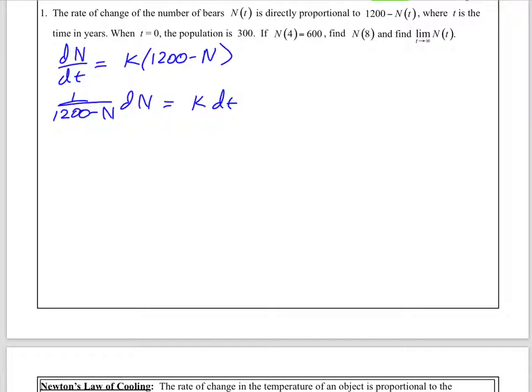So I have 1 over 1200 minus n dn equals k times dt. Now we can integrate. Let's work on the right side first. What does the right side turn into? kt plus c. Because what does k represent? A constant. If I'm going to integrate a constant, all I do is add the variable. How do I know it was t? Because of the dt. Good. All right. What about the other side?